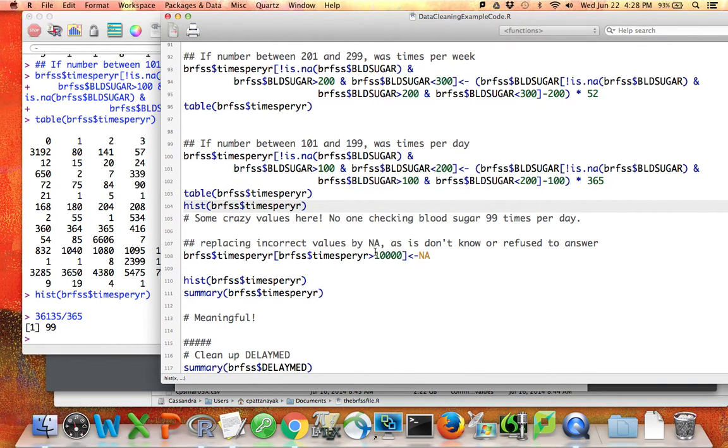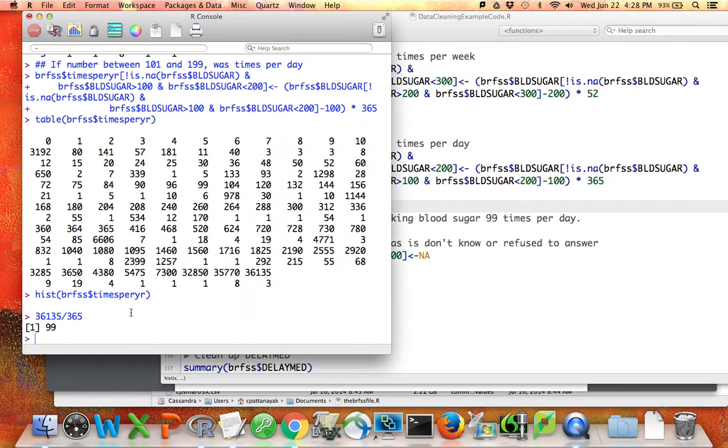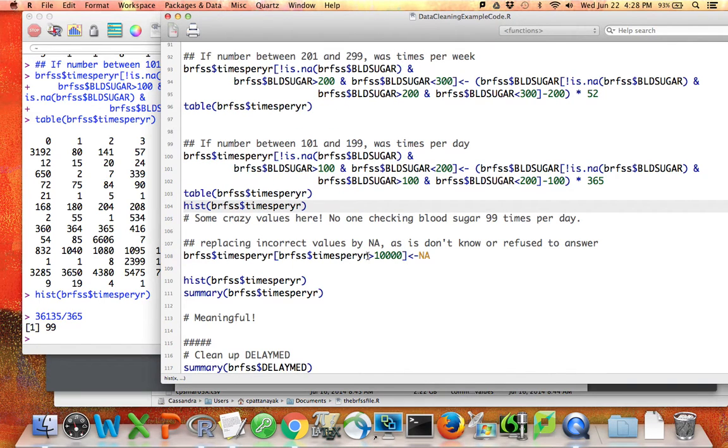So I made an arbitrary decision here to group the people who said they checked their blood sugar more than 10,000 times a year. I arbitrarily made a cutoff here. I think those are mistakes. Those are the people I honestly think are mistakes. And I'm going to group them together with the people who didn't know or refused to answer. In other words, I'm going to put an NA there.